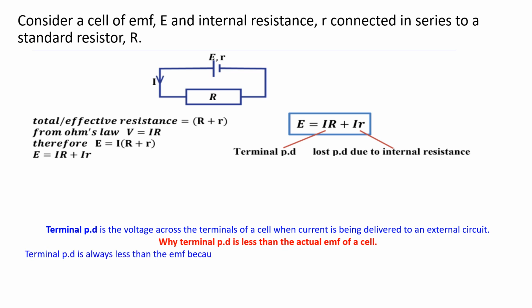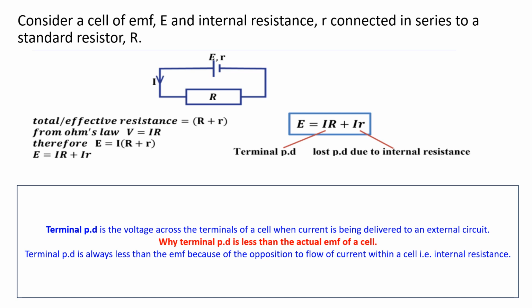The terminal PD is always less than the EMF because of the opposition to the flow of current within a cell, that is internal resistance. I remember telling you about the other opposition projected against the electromotive force sending the electrons from the positive plate to the negative rod. So that opposition reduces the EMF, reduces the what? The voltage. That is it.